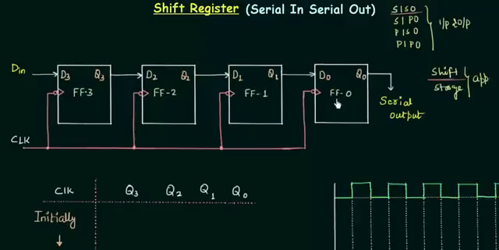I have used 4 D flip-flops, and you can see the clock is given to all these flip-flops simultaneously, and we have negative edge triggered flip-flops. D in is the input data that we want to store, and it is connected to D3, the input of flip-flop 3. Q3 is the output of flip-flop 3, and it is connected to D2. Q2 is connected to D1, Q1 is connected to D0, and Q0 is giving us the serial output. So this is the circuit, and initially I am assuming all these outputs Q3, Q2, Q1 and Q0 are 0.